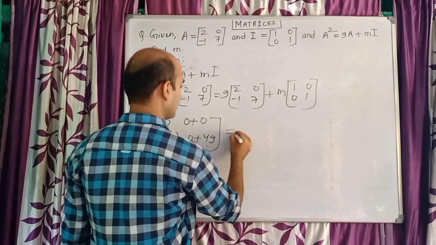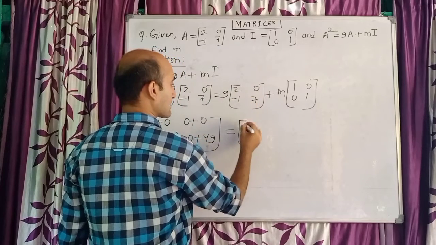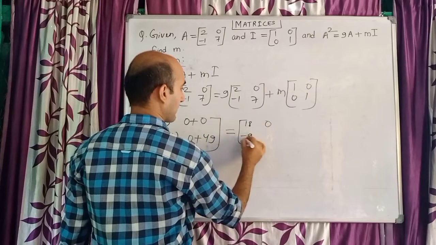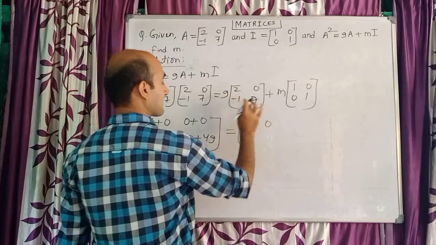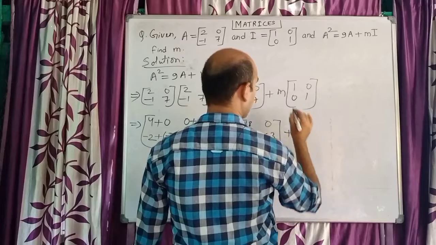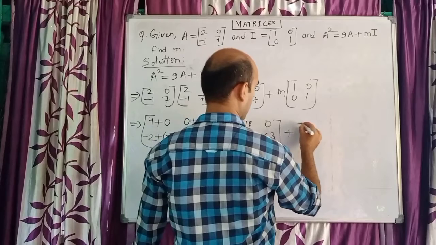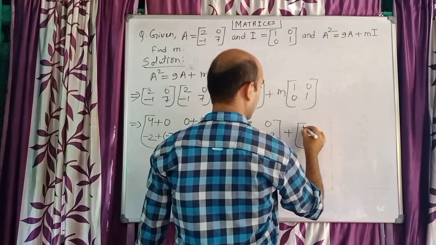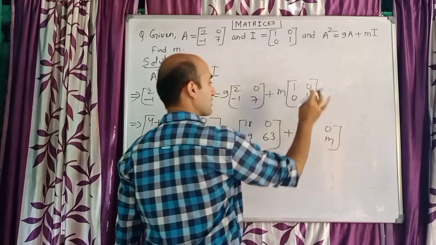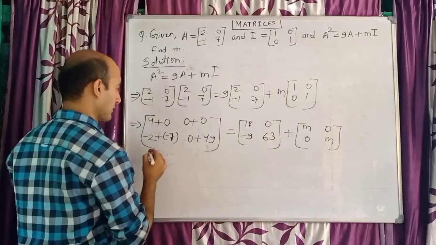Now equal to 9, this 9 will enter inside and multiply. 9 2's are 18, 9 into 0 is 0, 9 into minus 1 is minus 9, 9 7's are 63. And plus, here you can multiply this I also with M. If you multiply with all these numbers, it will become M, 0, 0, M, because multiplying with 0 it will become 0, but with 1, M 1's are M. That way you have to multiply.